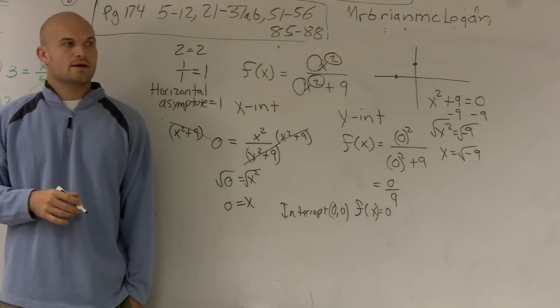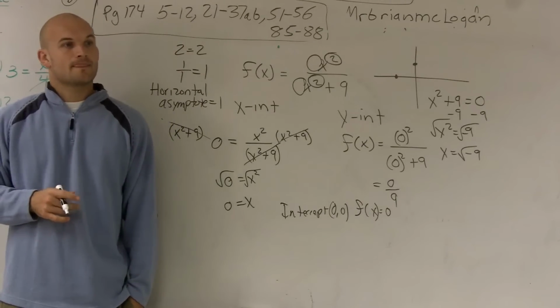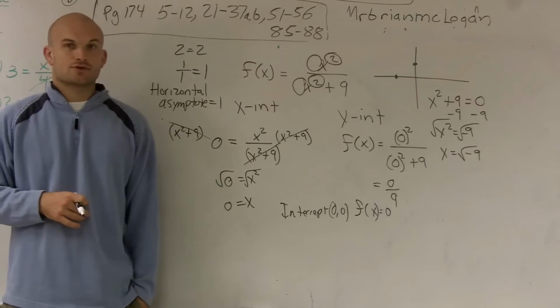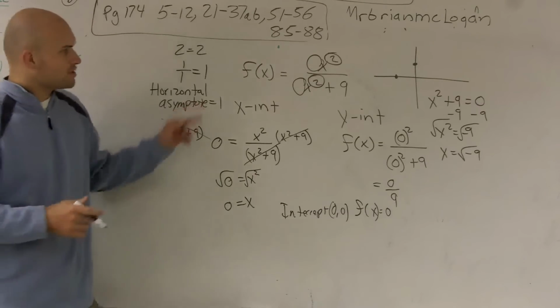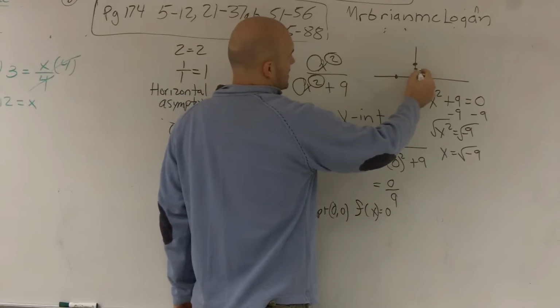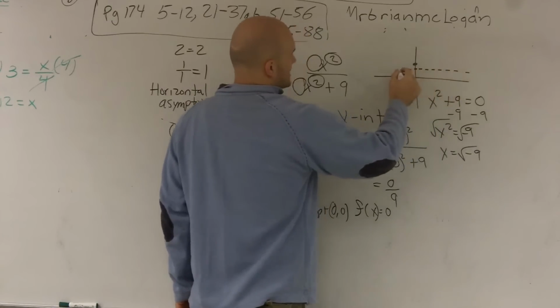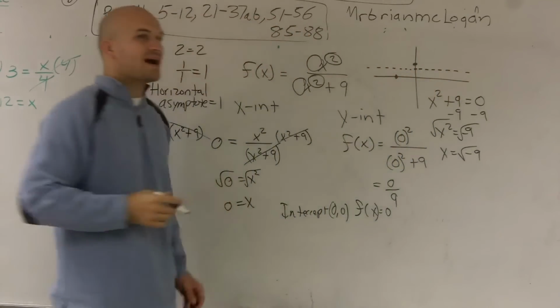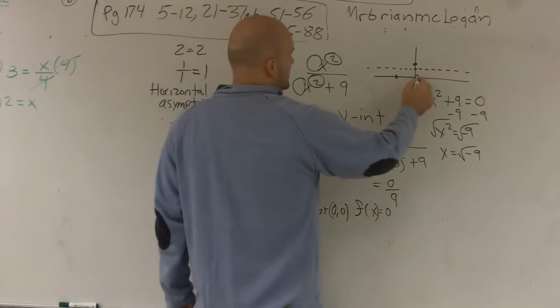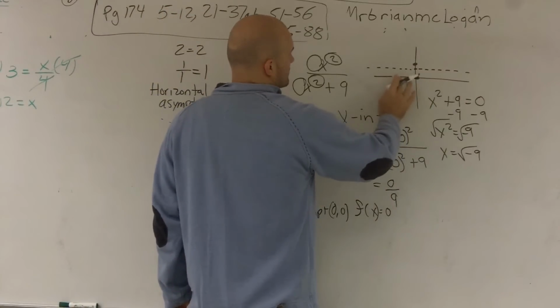Any questions on what? Yes? Did we have to do that little graph in there? No. I just wanted to visually show you. So the horizontal asymptote is at 1. That means this graph, let's say it's right there, there's going to be this little dotted line that my graph is never going to touch. All right, and we do know also that it intersects right there.